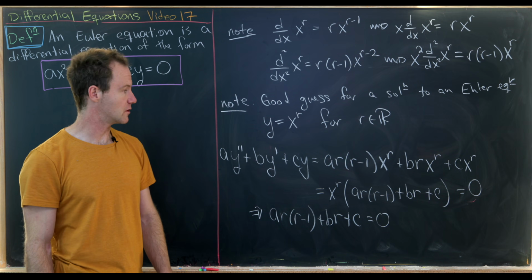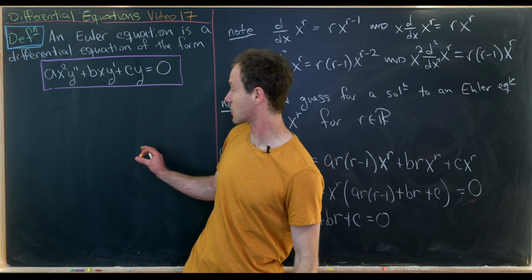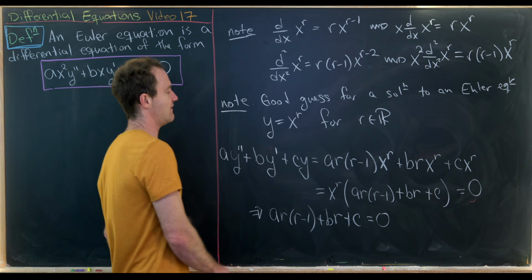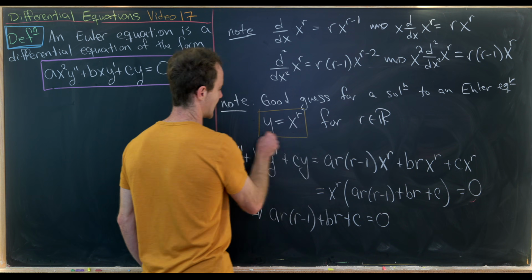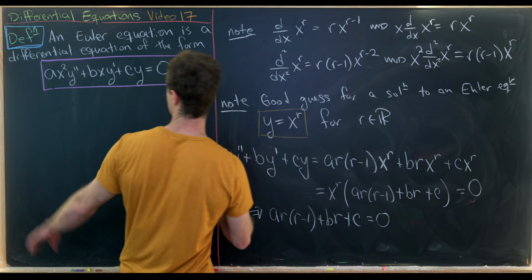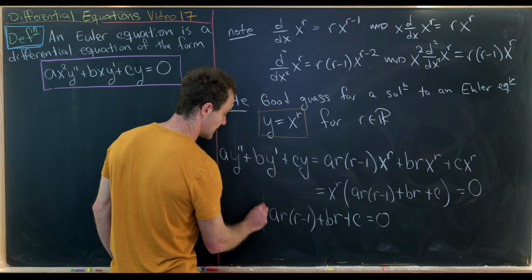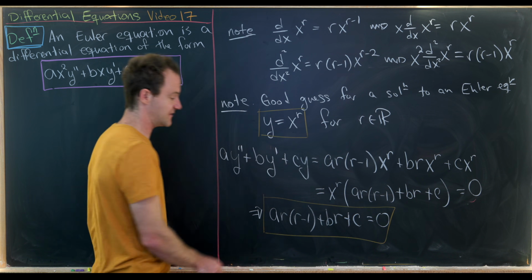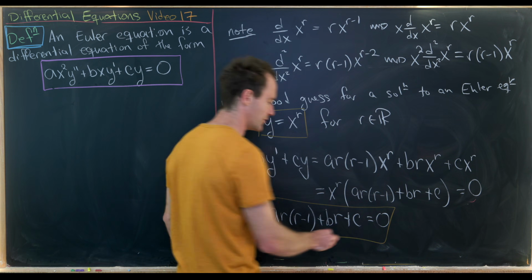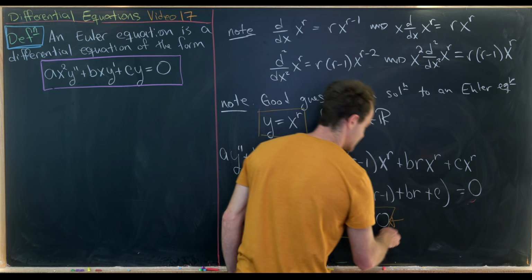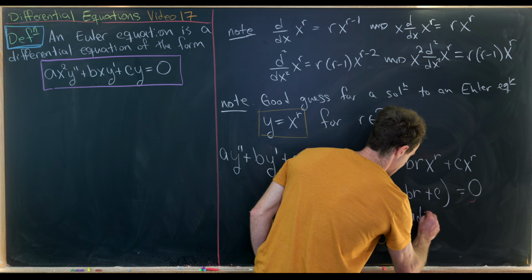And that actually motivates an observation that we're going to start building over here. And that is that y equals x to the r is a solution to our given equation if and only if r is a root of this polynomial. This polynomial has a name. It's called the indicial polynomial. So let's write that, indicial polynomial.